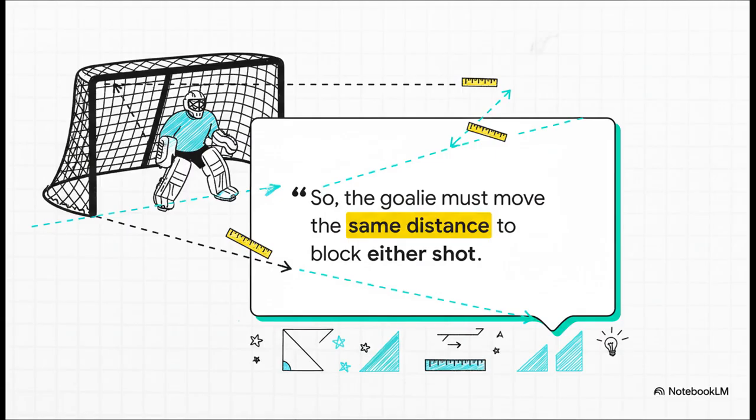Well, because those angles are the same, we know for a fact the goalie is standing right on the angle bisector. And what does our theorem tell us? It says any point on that line is the same distance from the sides of the angle, which, in this case, are the paths of the two shots. So the goalie has to move the exact same distance. Pretty cool, right? That's geometry giving you a real-world competitive edge.